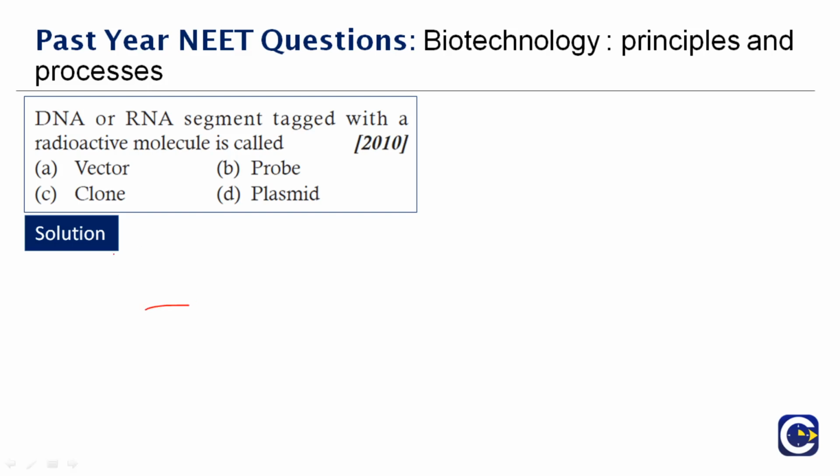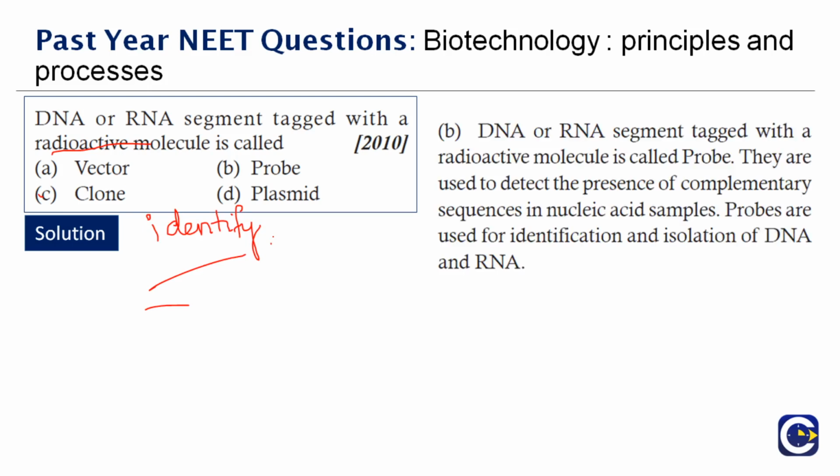So here you have the keyword. What's the keyword? Radioactive. It's a radioactive molecule or a probe. They are used to detect the presence of complementary sequences in the nucleic acid samples. So what is the main purpose of them? It is to identify. Right, that is the main purpose. So here probes are used for the identification and isolation of DNA or RNA. Therefore, the correct answer to this question is option B.